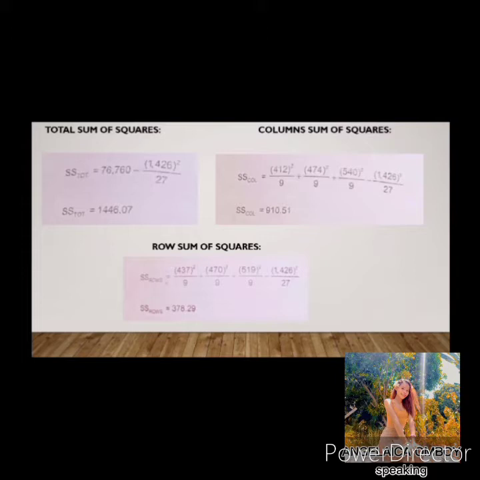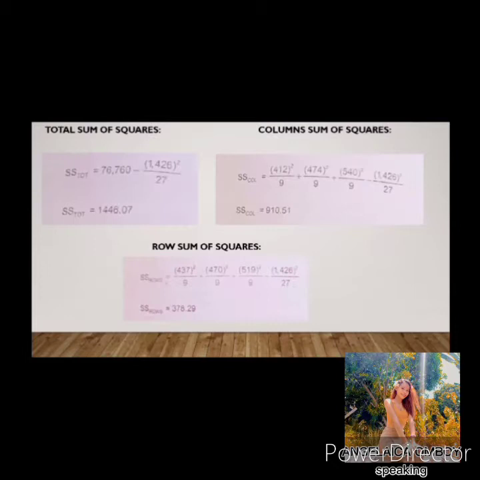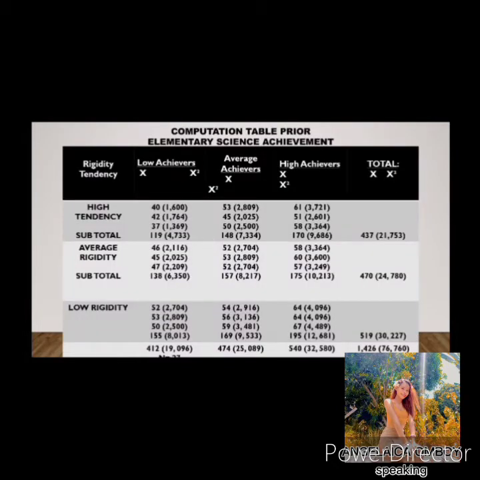plus the quantity of 540 squared over 9 minus the quantity of 1426 squared over 27. The result of column sum of squares is equal to 910.51. Total in this table, they get the 1426 here. So the total and overall total on this table.